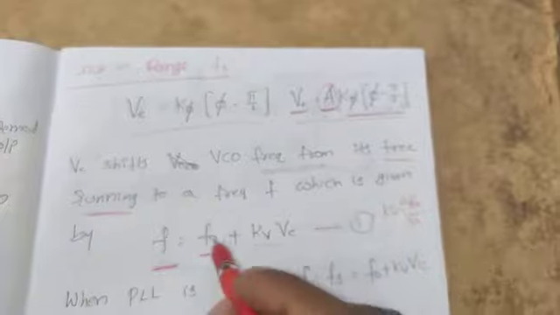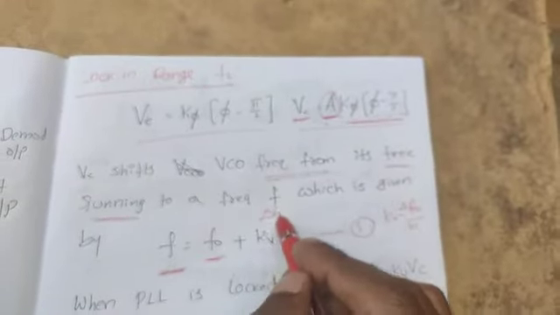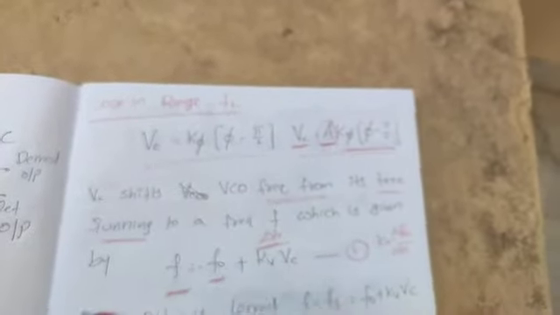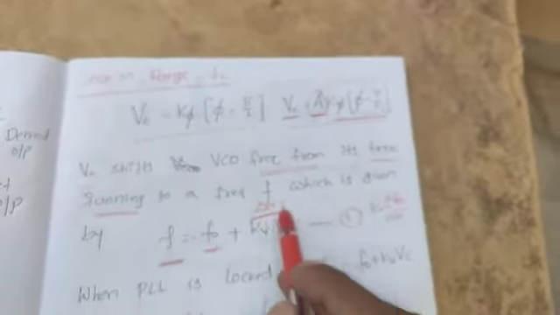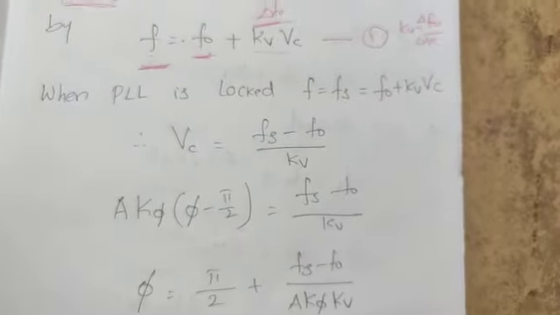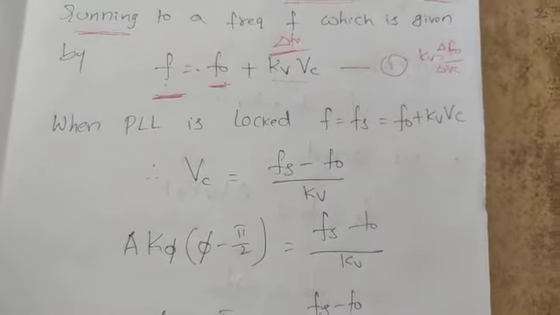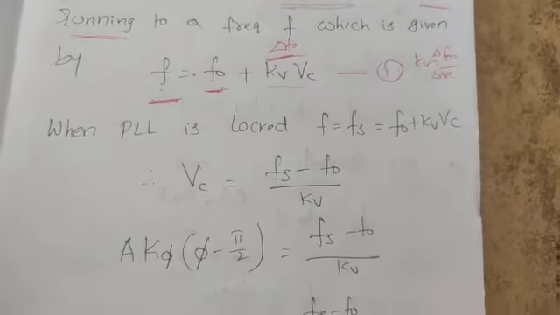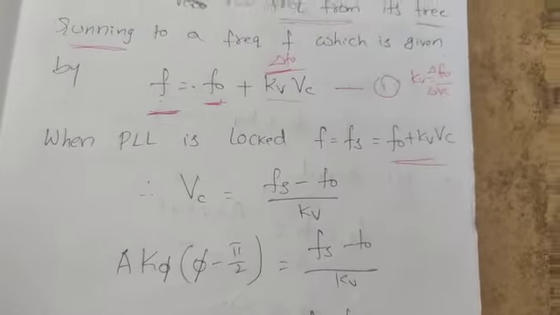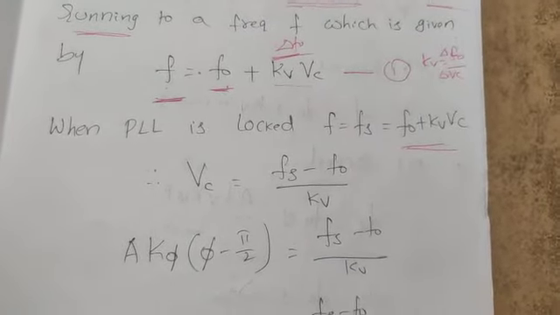So F is equal to F naught plus delta F naught. The free running frequency is already there, plus some delta F naught, which is the change that depends on VC. In place of delta F naught, we keep kV into VC. Now when the PLL is locked, F is equal to Fs, the input frequency, so Fs is equal to F naught plus kV into VC. Rearranging the equation, you get VC is equal to Fs minus F naught by kV.